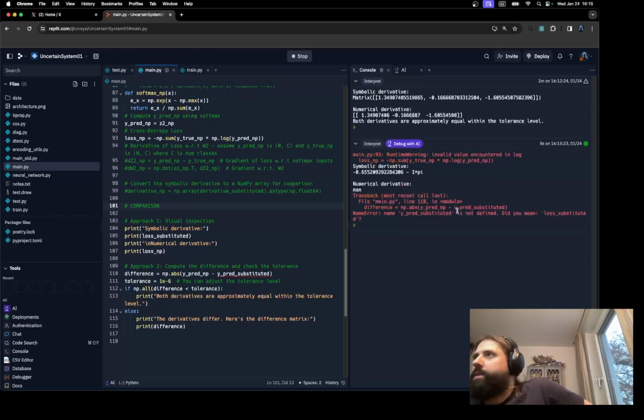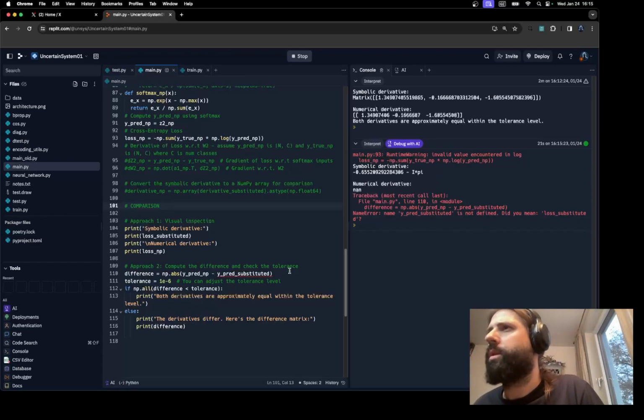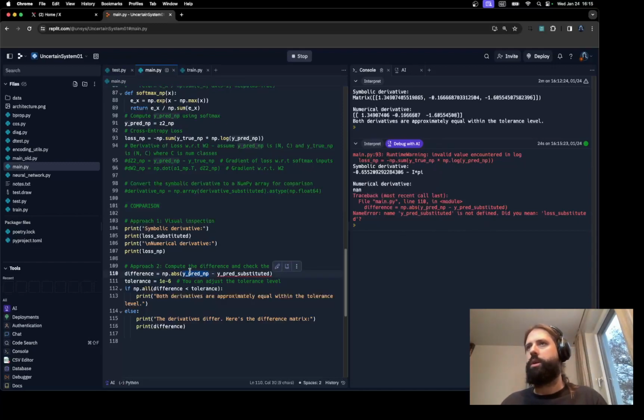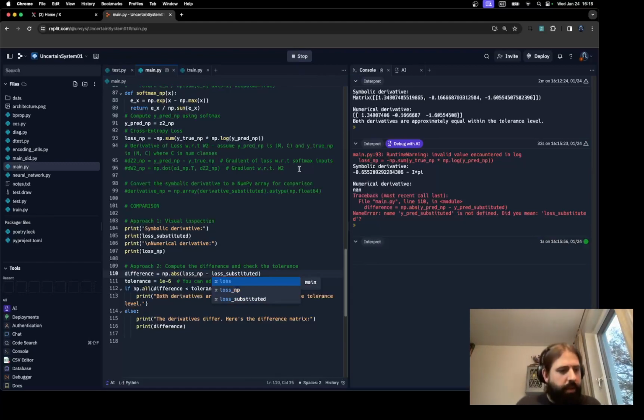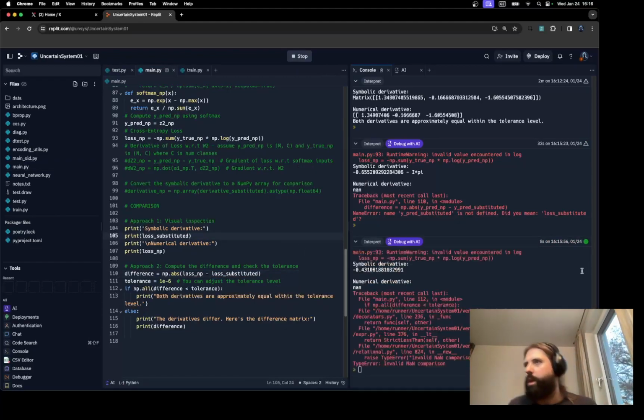It would be interesting if that's, oh, what? Runtime warning. Numerical none. Okay, whoa. Loss np, and then loss substituted. This is a problem. This is definitely a problem. I mean, okay, so if that's roughly the same, what is going on now?